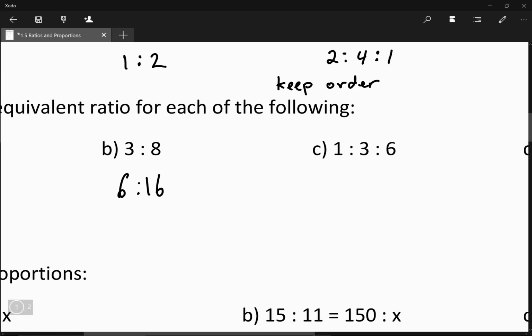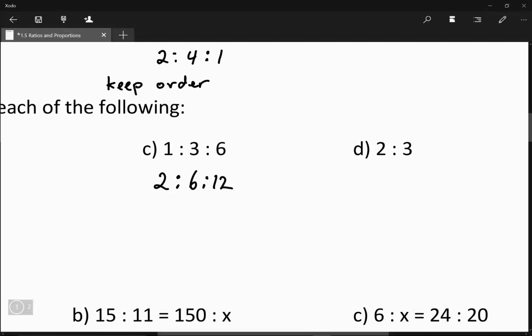1, 3, and 6, same idea, just double the numbers. So 2, 6, and 12. Okay. And 2 to 3, I can double each one of those. I get 4 to 6. These are equivalent ratios.